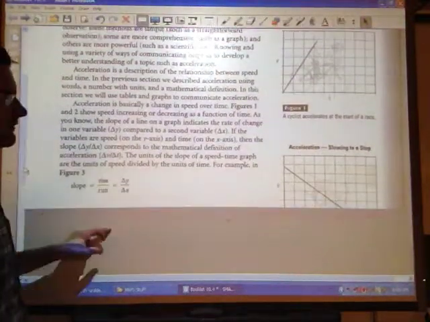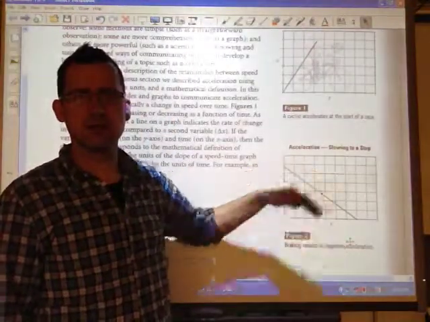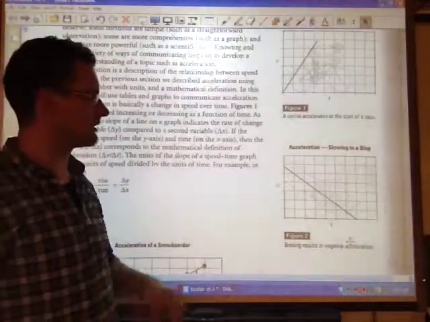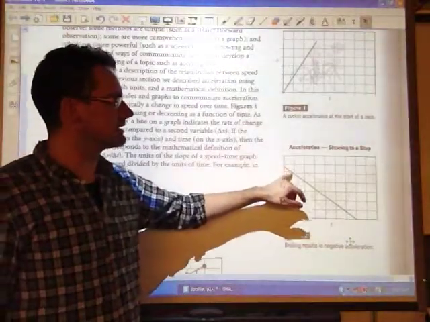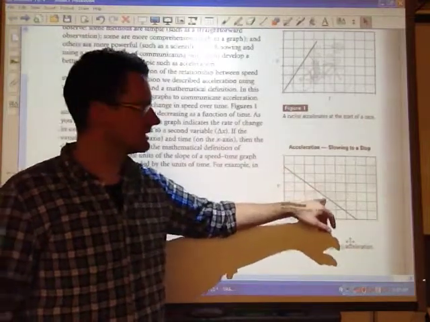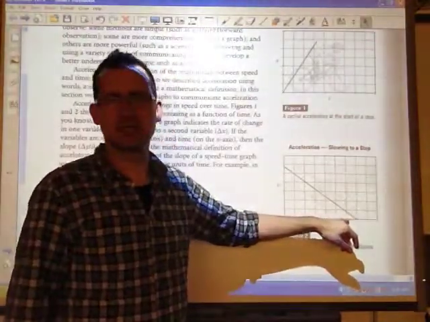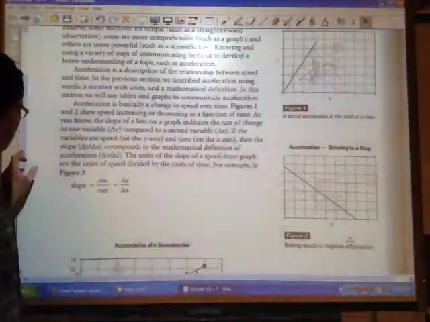And similarly here, if I have a graph that looks like this, if it's a negative slope, that means negative acceleration, or the speed is decreasing. In this case, it's starting at a large positive number and gradually decreasing until the speed is at 0, meaning that it's stopped.